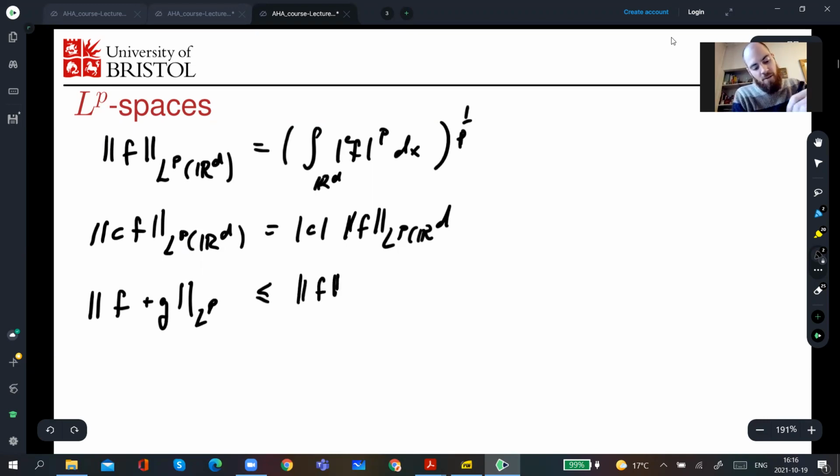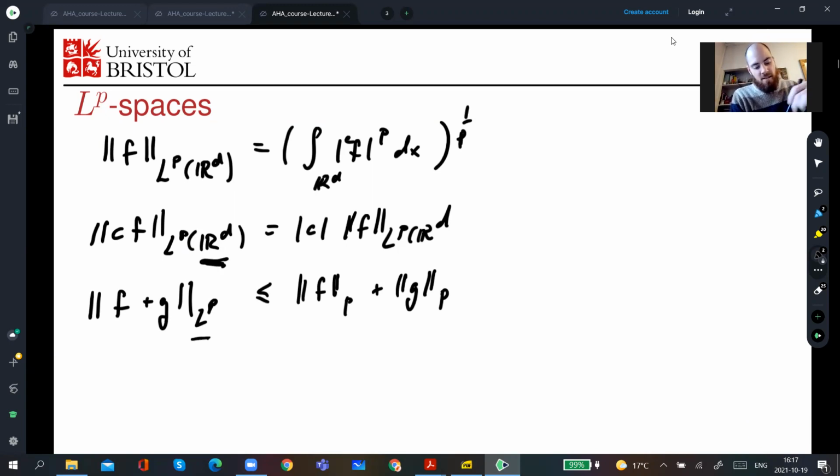The LP norm of f plus g is at most the LP norm of f plus the LP norm of g. And now I've started using some shorter notation here, where I've left off the space I'm considering, and I'll just write it as LP if it's clear from context, or even leave off the L if it's clear from context as well. This works for all p greater than 0, but the triangle inequality is only true for p greater than or equal to 1.